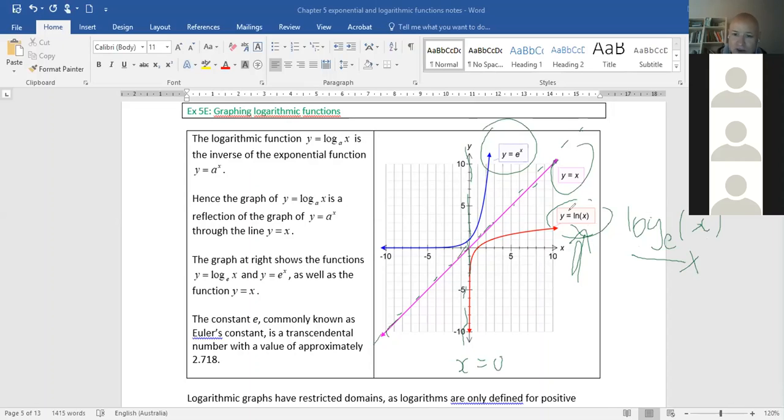Okay, so these two are reciprocals of each other, mirror images in the line y equals x. The domain we can see is only the reals positive, okay, excluding the 0. There is no 0. 0 is the asymptote. The range we can see is all real values, and it's all written there. Any questions so far?